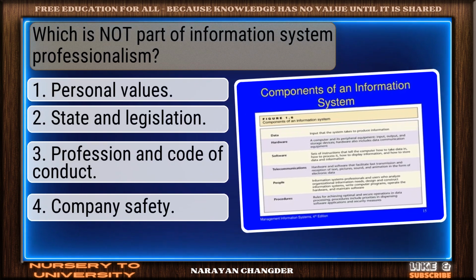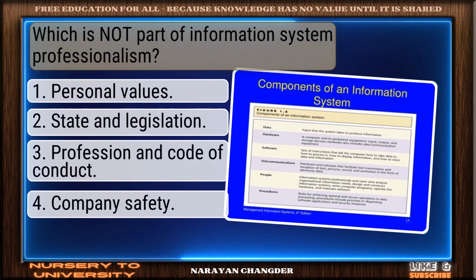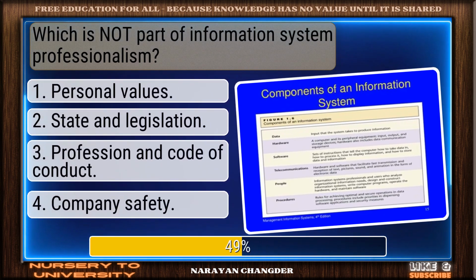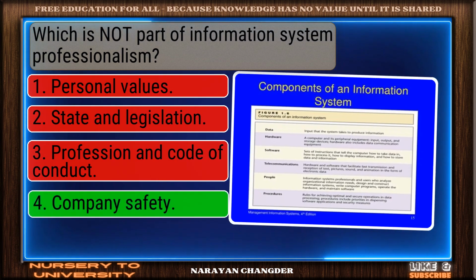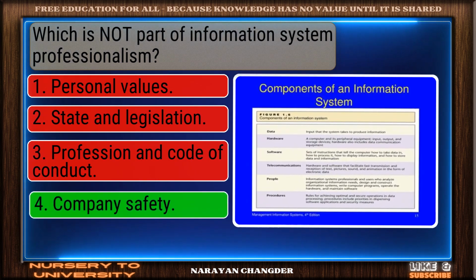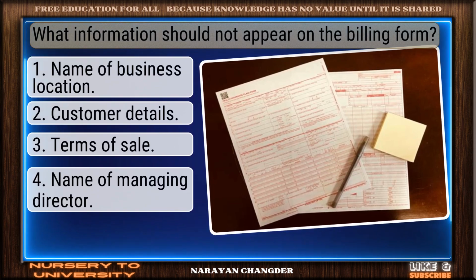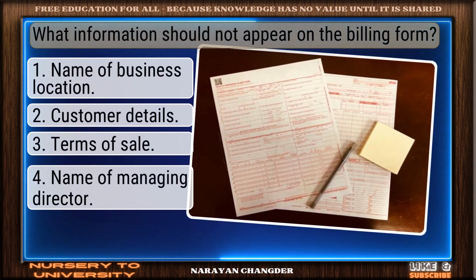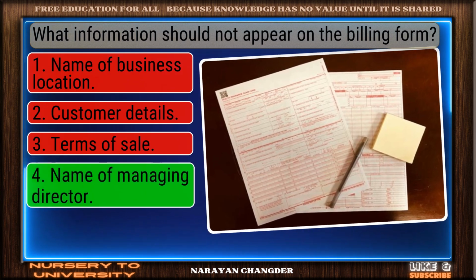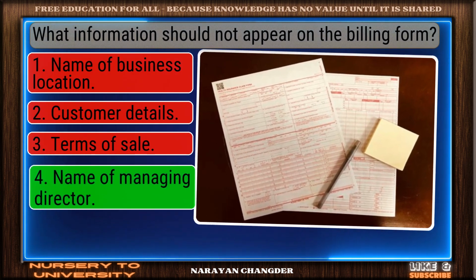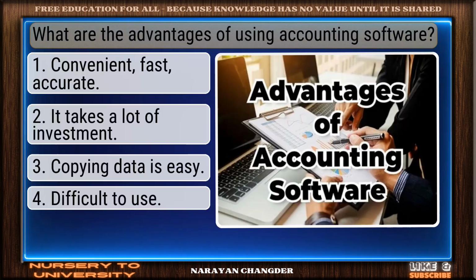Which is not part of information system professionalism? Exactly. Company safety makes sense, and it is the right choice. What information should not appear on the billing form? Good job. Your answer, name of managing director, works well here.